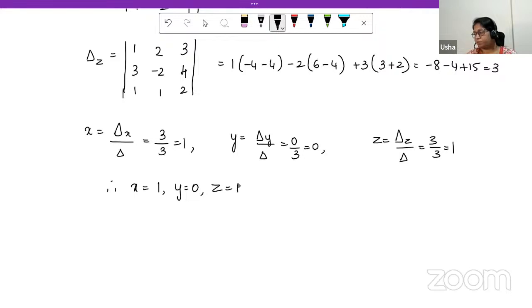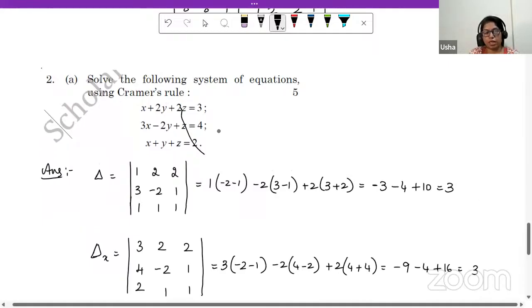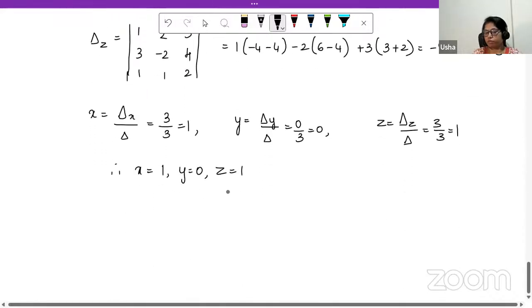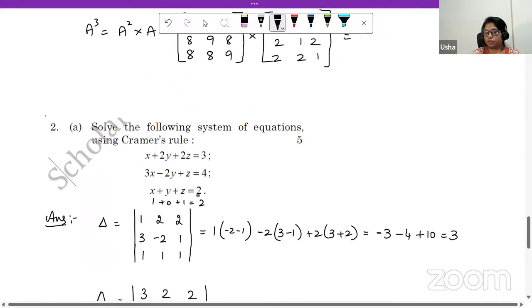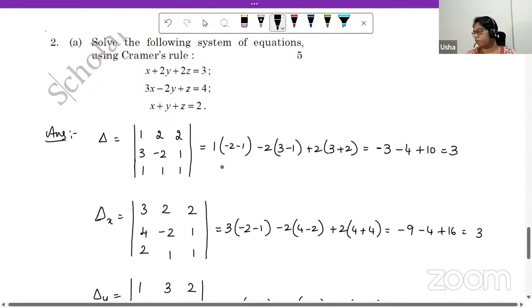This is the solution. To make sure that you have got the correct answer, because again, this is an easy question, you shouldn't lose marks in this, just substitute these values in one of these equations and check whether it is equal or not. So if I take the last equation, x is 1, y is 0, z is 1. So this is equal to 2, right? It is correct based on the values that we have got. It is satisfying the equation. Any one equation you can take. No need to check in all three. This is Cramer's rule. Everybody understood?